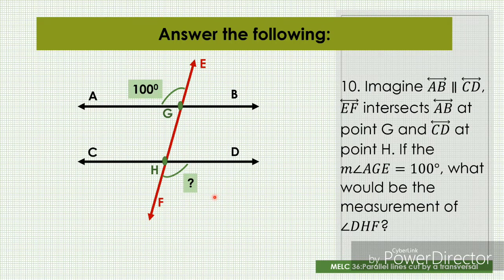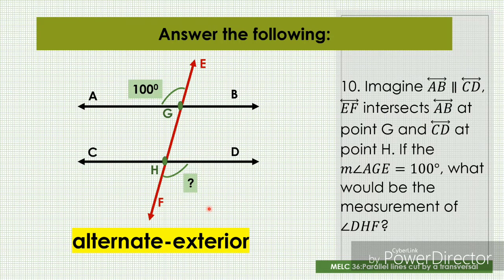So, ano nga bang measurement niyan? Now, para masagutan yan, you have to determine first the relationship present sa kanilang dalawa. Ano nga ba yun? Yes, they are alternate exterior. Kapag alternate exterior, ang measurements nila ay congruent. Therefore, ang measure ng angle na to ay also 100 degrees. Correct. Do you follow?